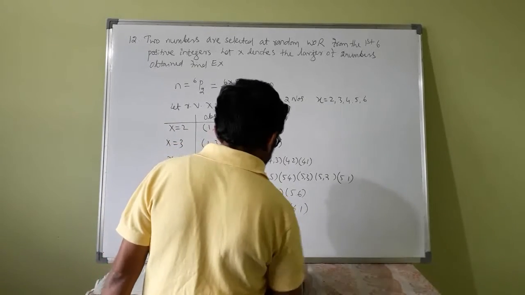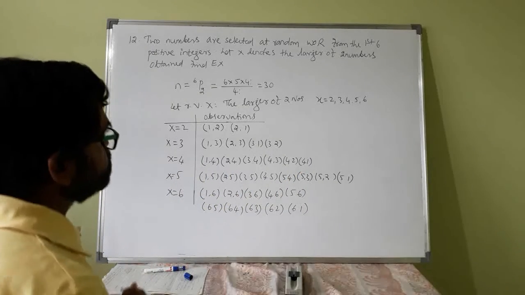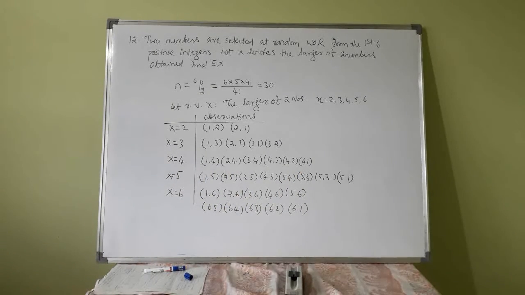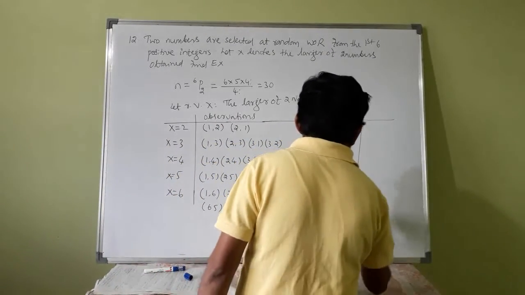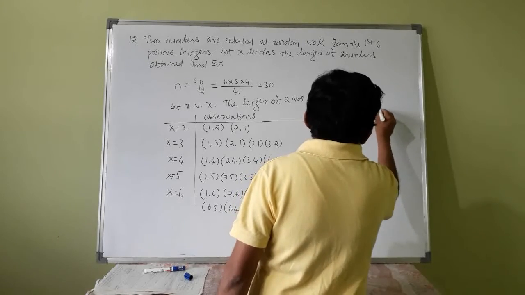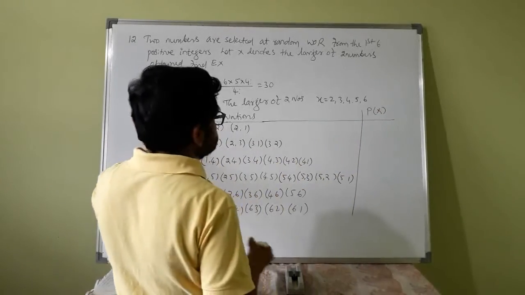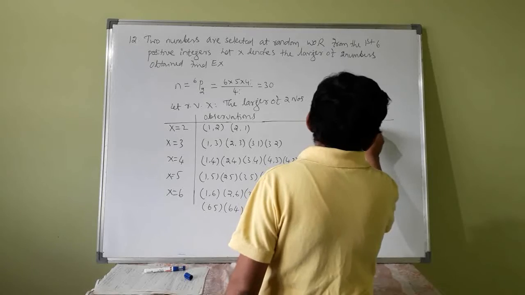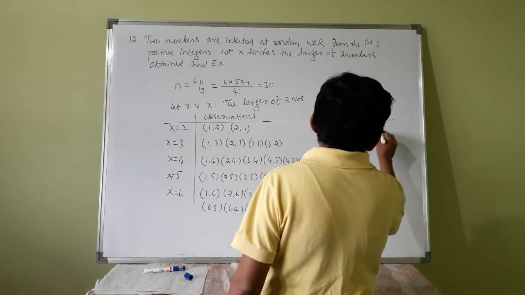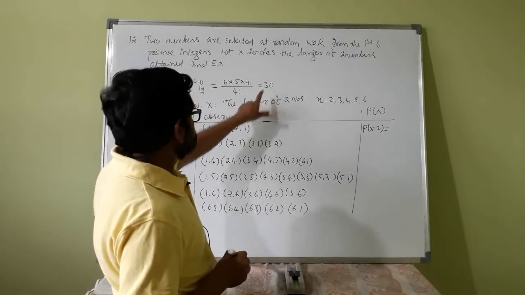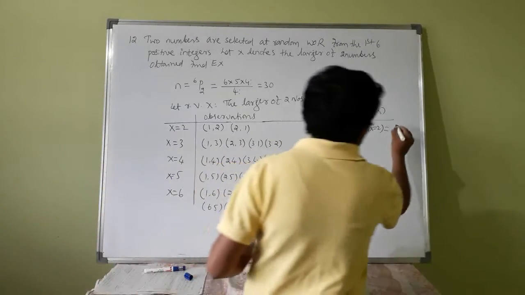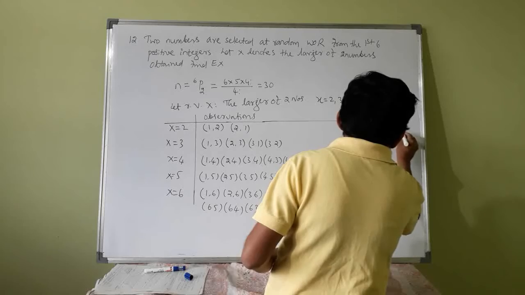If you understand this much, then you will very easily find the remaining, what is required. So the probability of X equal to 2 is given by the total, that is 30. Among these, 2 are favorable. 2 by 30 it is.